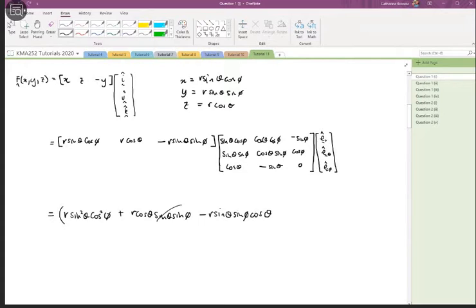So if I multiply this out, these two terms cancel. And then the next one is going to be r sine theta cos theta cos squared phi plus r cos squared theta sine phi.